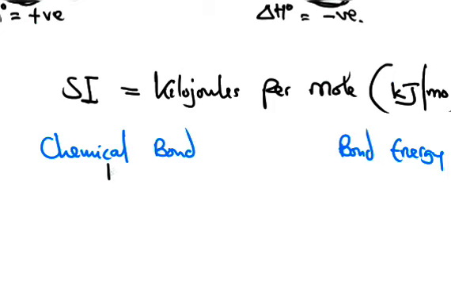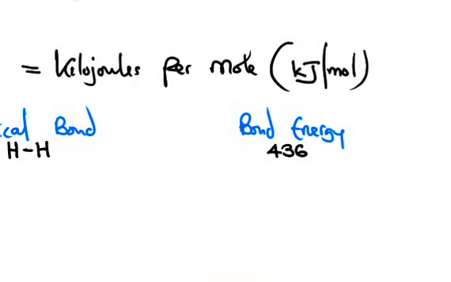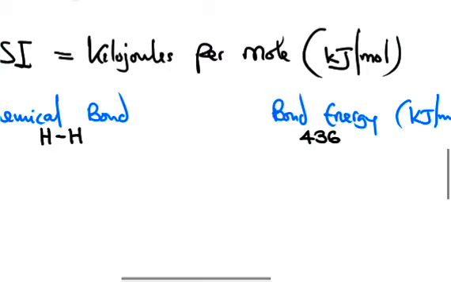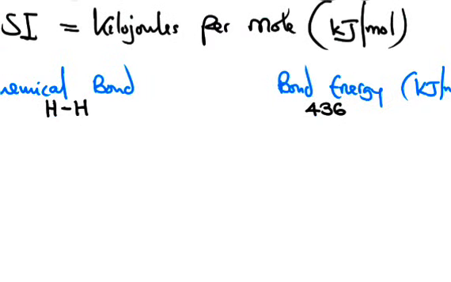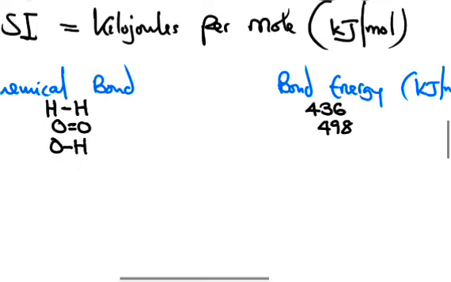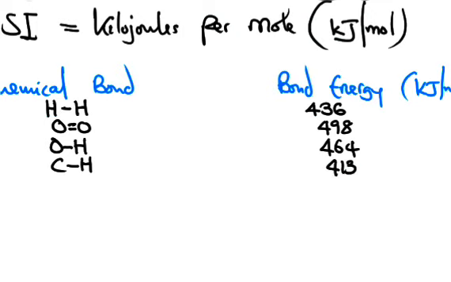For H-H, separating that one requires 436 kilojoules per mole. For O=O, separating that one gives us 498 kilojoules per mole. For O-H, 464. For C-H, separating this one will need 413. And for C-C, to separate that one requires 346 kilojoules per mole.